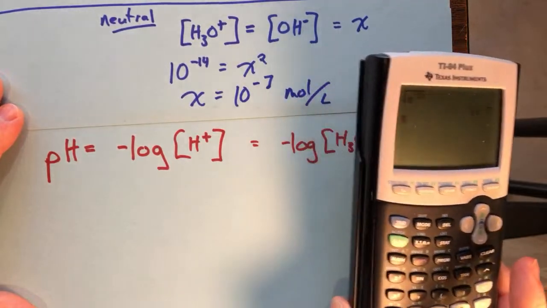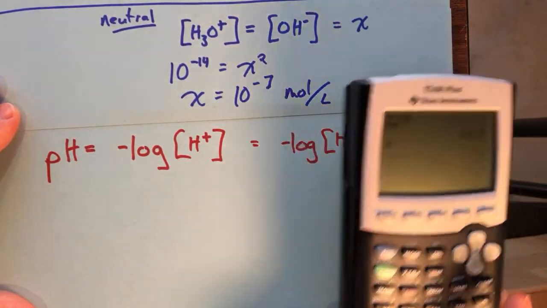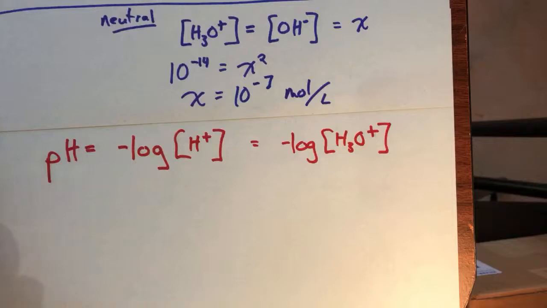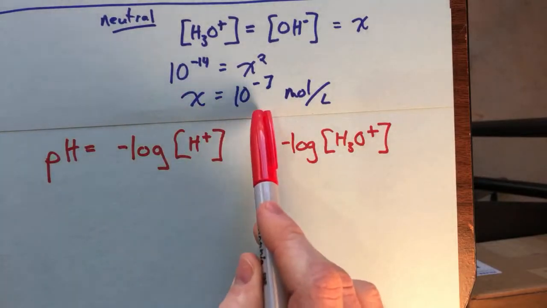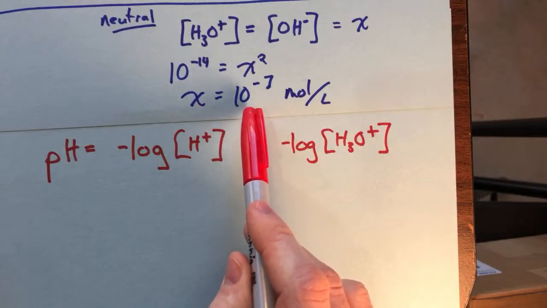Let's go on and talk about why the pH of neutral water is 7. We said neutral water has this equilibrium constant of 10 to the minus 14, and we can solve, well, that means that the molarity of your H3O plus in it must be this.